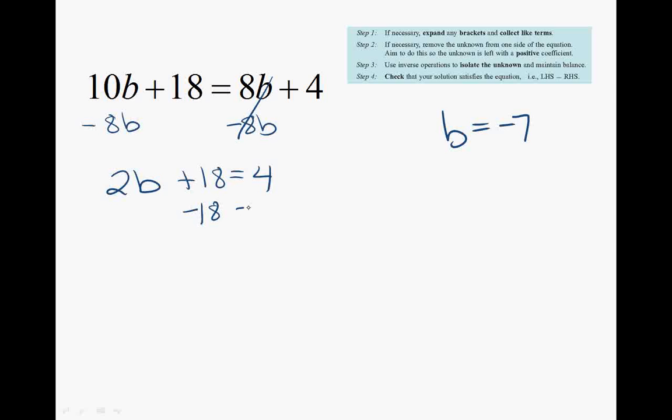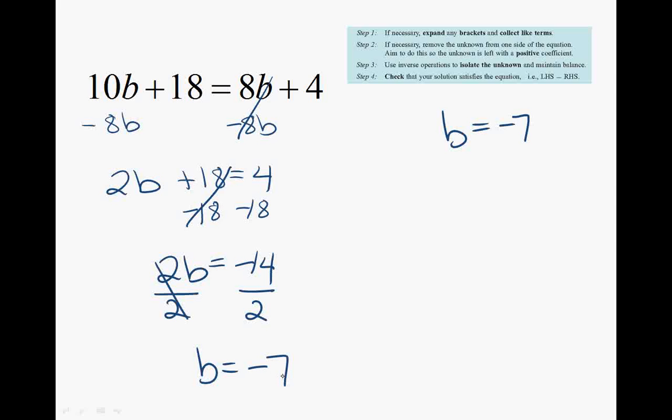Then I'm going to subtract 18 from both sides. So 2b equals negative 14. Then we're going to divide both sides by 2, and you'll get that b equals negative 7. Again, you want to check your answer, but just for time's sake, I'm going to move on.